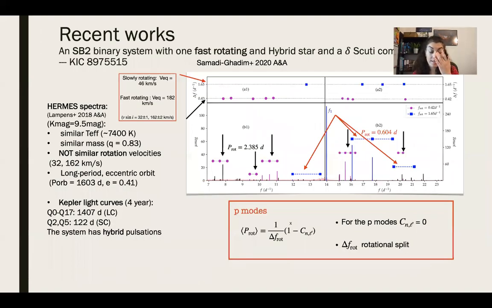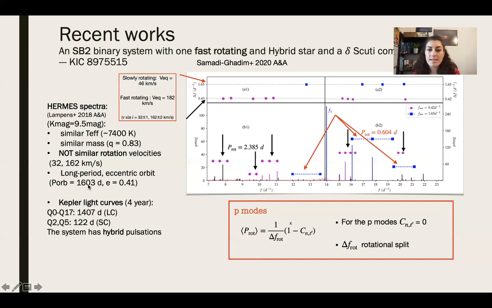The second case study that I want to show you as an example of the work that I'm doing is a double-line spectroscopic binary. It's again a Kepler target, and we have the full light curves for it. From the spectroscopy, these are a pair of twin stars. The only difference between them is that one of them is a very fast rotator, with a v sin i of 62 kilometers per second, and the other one is a slower rotator, not very slow, and this is a long period binary.